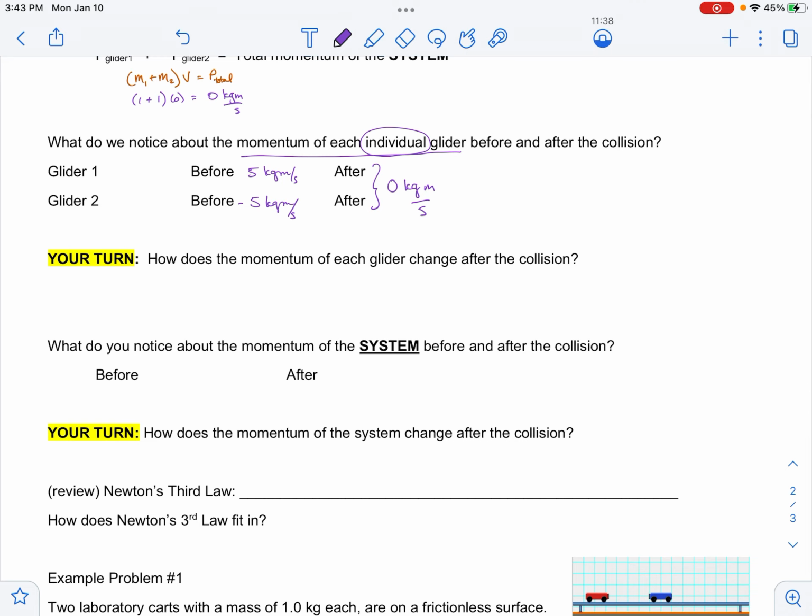So now, shut off the recording again. How does the momentum of each glider change after the collision?